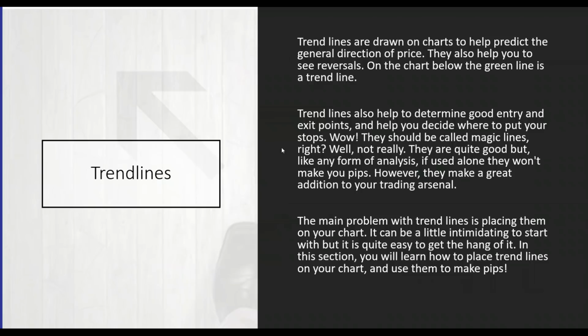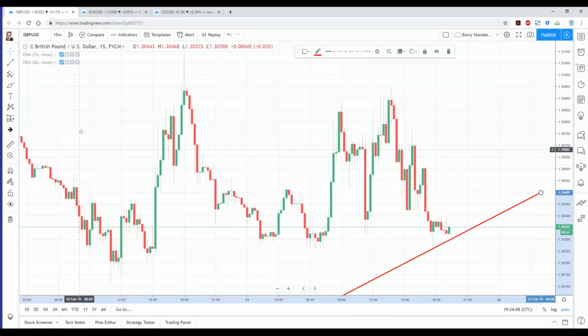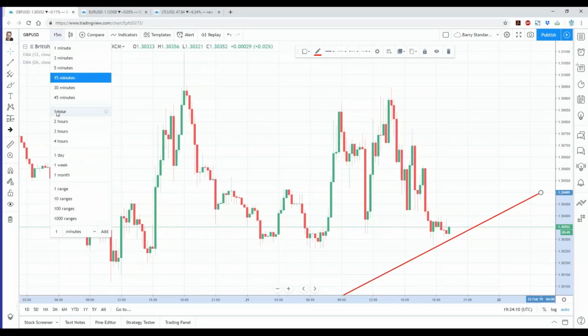Now, trend lines are drawn on the charts to help predict the general direction of price. Trend lines will also help you determine good entry and exit points. Now, the main problem with trend lines is placing them on your chart. It can be a little intimidating to start with, but it is quite easy to get the hang of. Now, let's go back to our pound chart. And let's go back to our 1 hour chart.